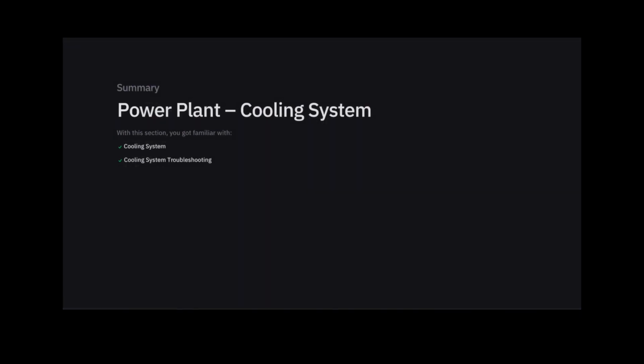Summary. With this section, you got familiar with cooling system and cooling system troubleshooting.